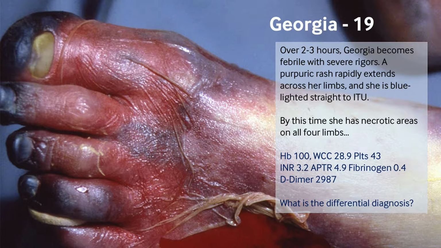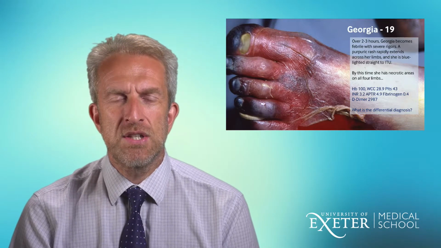A typical blood test for her might look like this, as you can see here. Her hemoglobin's down a little bit, her white cells are through the roof, her platelets are very low for a woman of her age. Her INR, she's not on any anticoagulant, so this is her prothrombin time, was 3 times normal. Similarly, her APTR was 5 times normal, and fibrinogen, as we talked about in the first masterclass, was very low. It was being used up, and a D-dimer was 2,987. So, clearly she's very, very unwell.